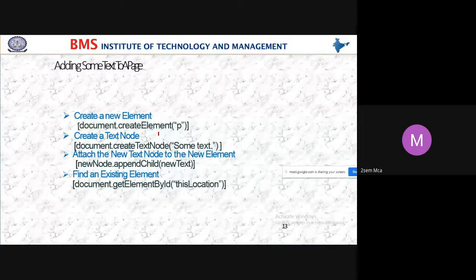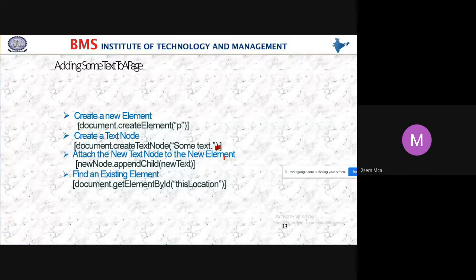Create a text node, document.createTextNode. So some text will be created. Then attach the new text node to the new element. When you are appending, append is nothing but adding.